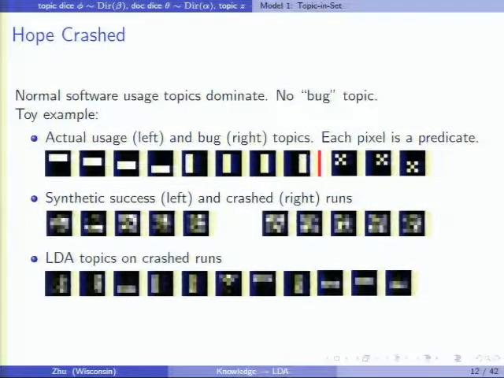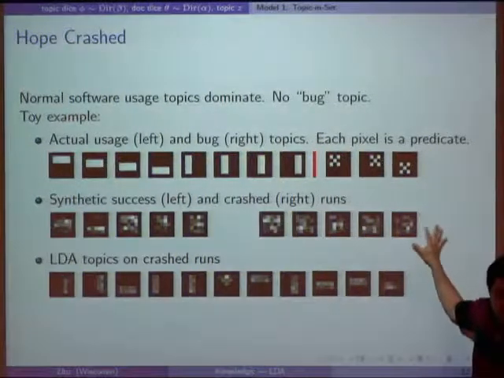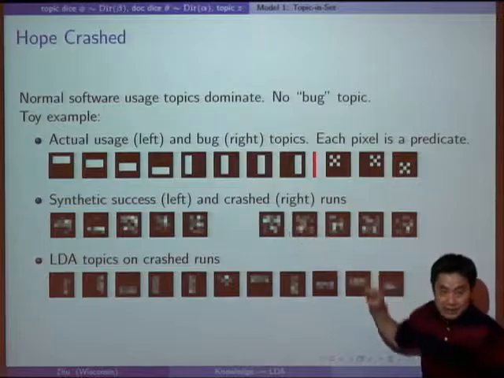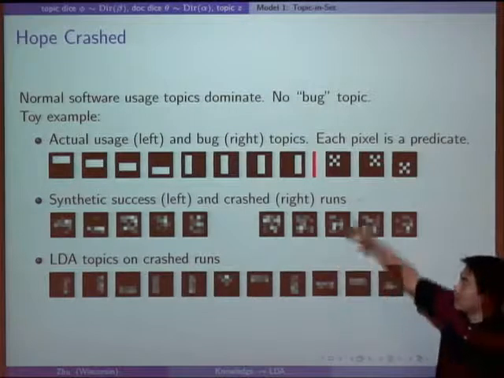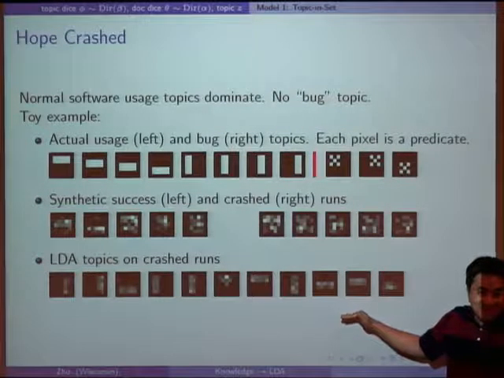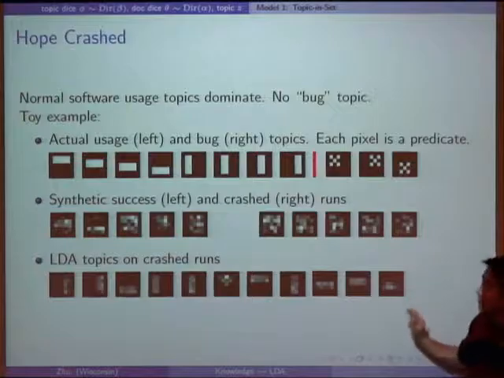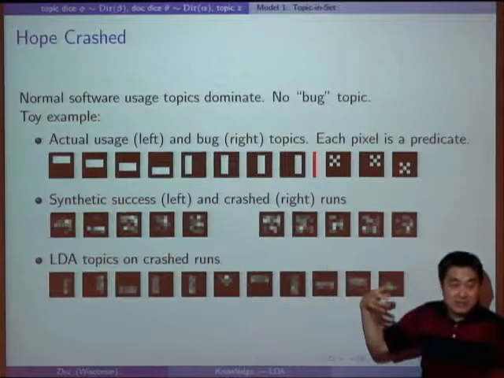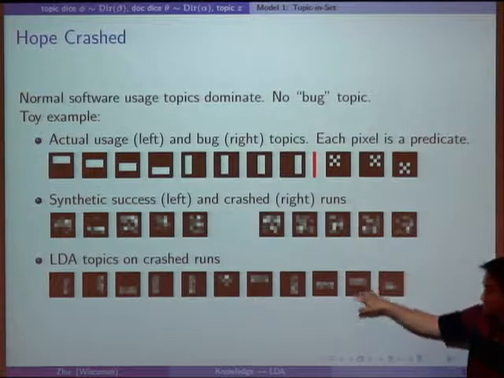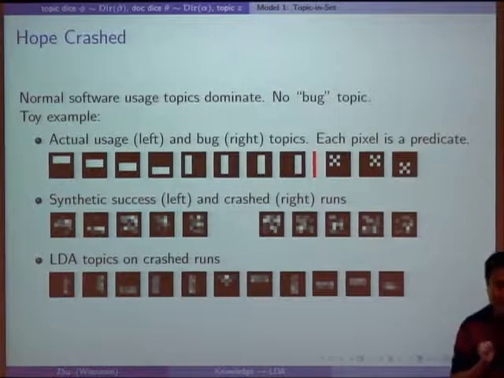Okay. Now I'm going to run LDA on the crashed runs. It's more than this, but I'm going to run it on that. And here are the topics that I recover. Notice I actually used the correct number of topics. But I made the data set so that these topics are more frequent, and therefore they somehow mask the bug topics. You don't get those nice things. Okay?